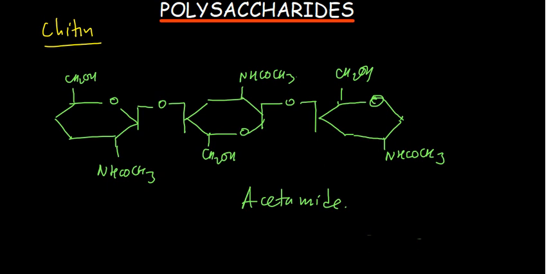So chitin is an important unbranched polymer, and it is found in the cell walls of fungi and the exoskeletons of insects, crabs, and shrimps. It is similar to cellulose, but the hydroxyl group of carbon 2 of each glucose has been replaced with an acetamide. So that's the only difference between cellulose and chitin.